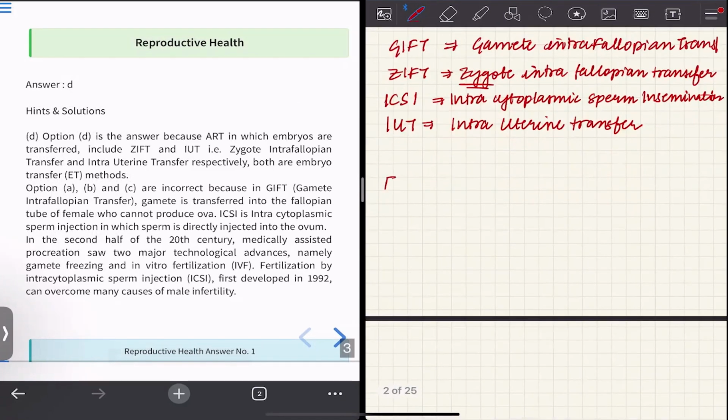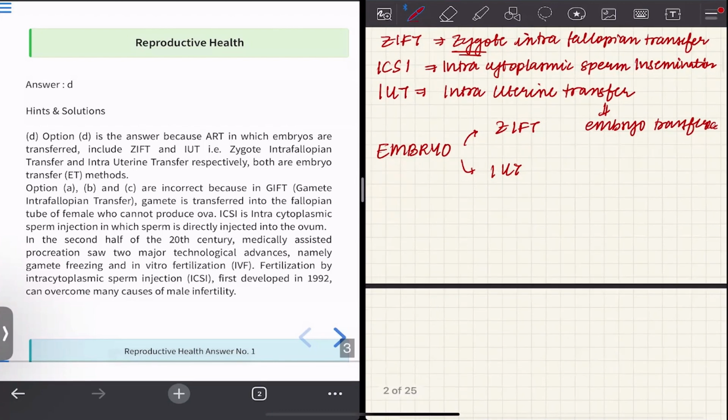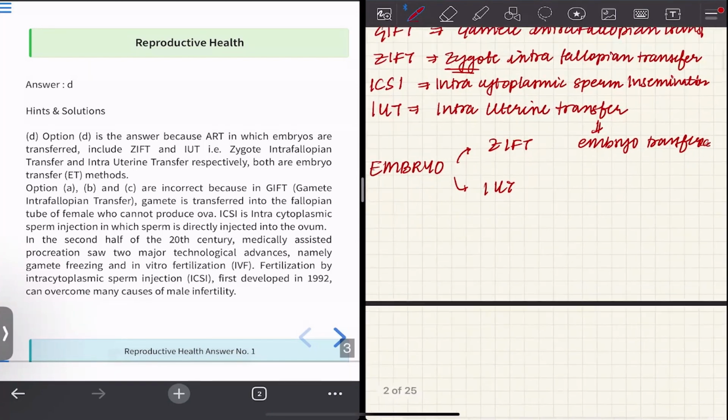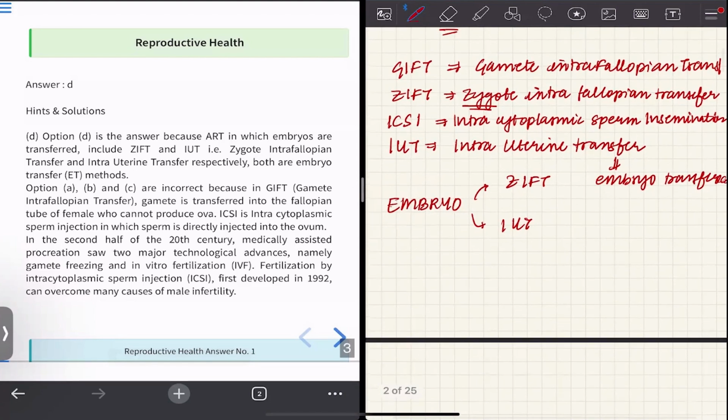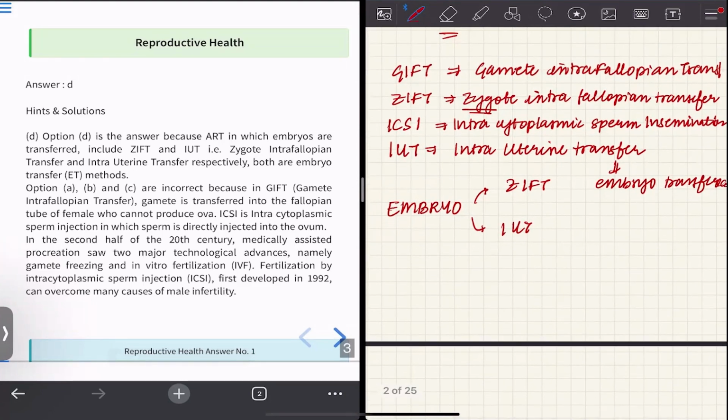So, the ART in which embryos are transferred: embryos are transferred either in ZIFT, which is zygote intrafallopian transfer, or IUT, which is intrauterine transfer. So, in this case also, embryo is transferred. And in all of the others, in GIFT, gametes are transferred. And in ICSI also, gametes are transferred. The sperms are artificially inseminated.